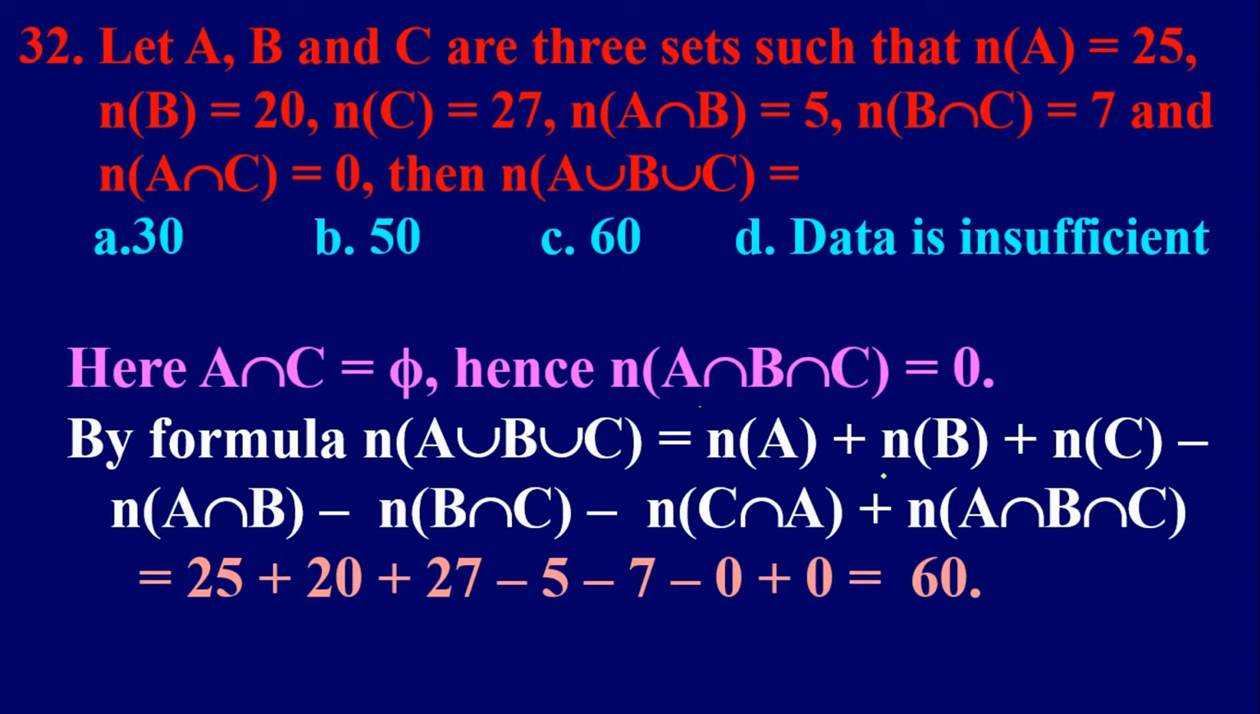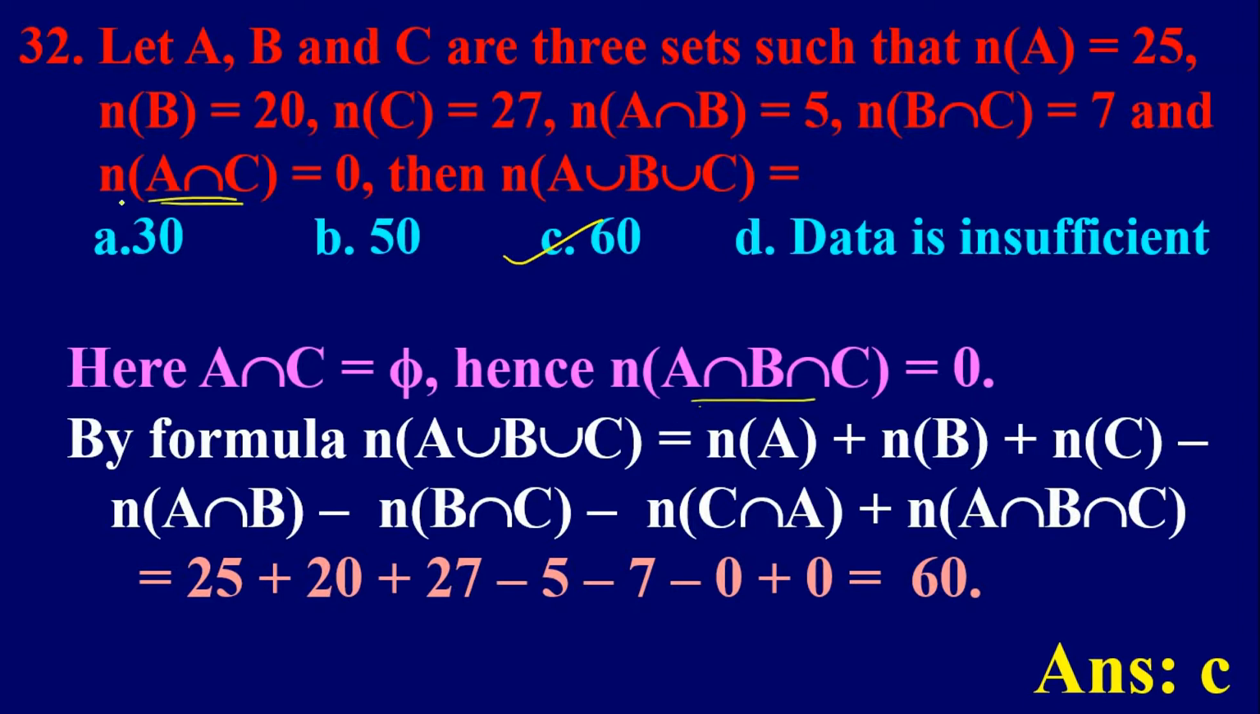So it is equal to n of A plus n of B plus n of C minus n of A intersection B minus n of B intersection C minus n of C intersection A plus n of A intersection B intersection C, which is the same as 25 plus 20 plus 27 minus 5 minus 7 minus 0 plus 0, which is equal to 60, which is option C. So here the correct option is option C.